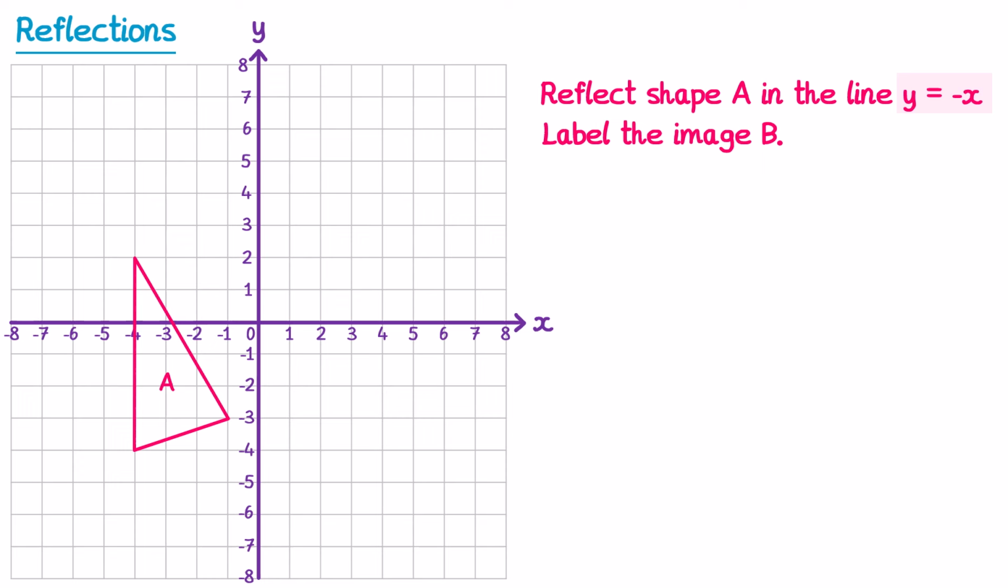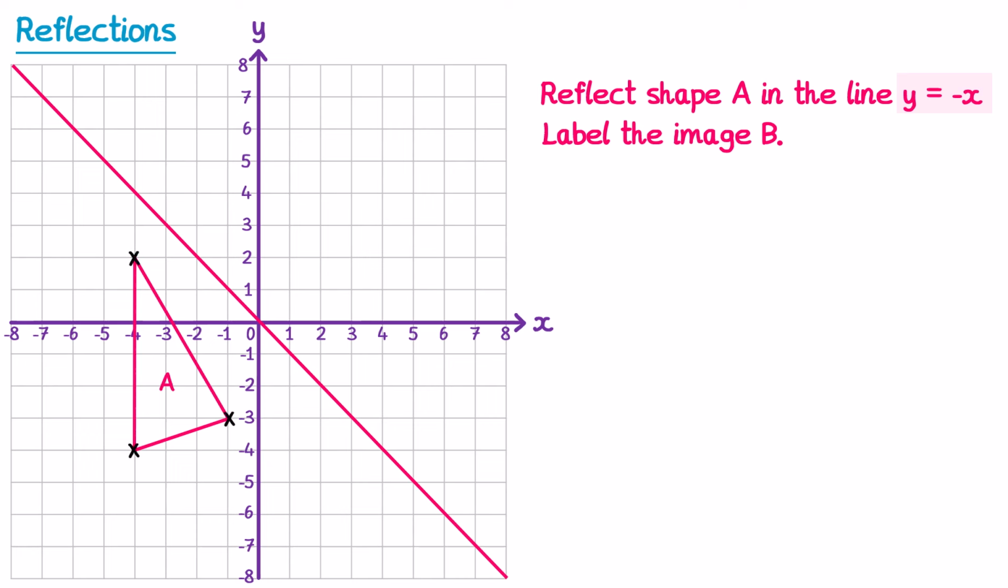So if the x-coordinate were 1, y would be negative 1. If x was 2, y would be negative 2. If x were 3, y would be negative 3, and so on. If you plotted all of those points, you'll get a diagonal line again, but it will go the other way, like this. Now let's reflect shape A in this line.